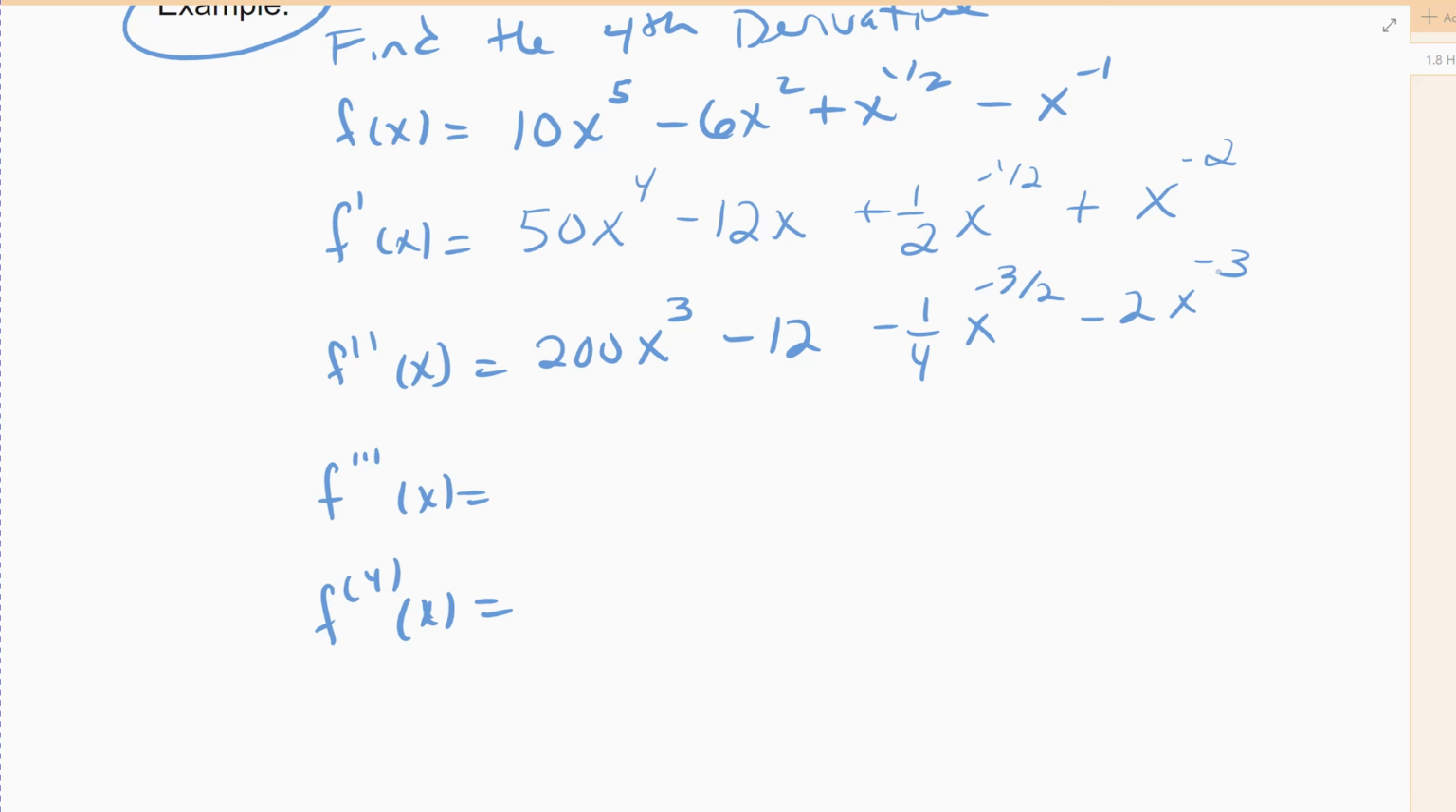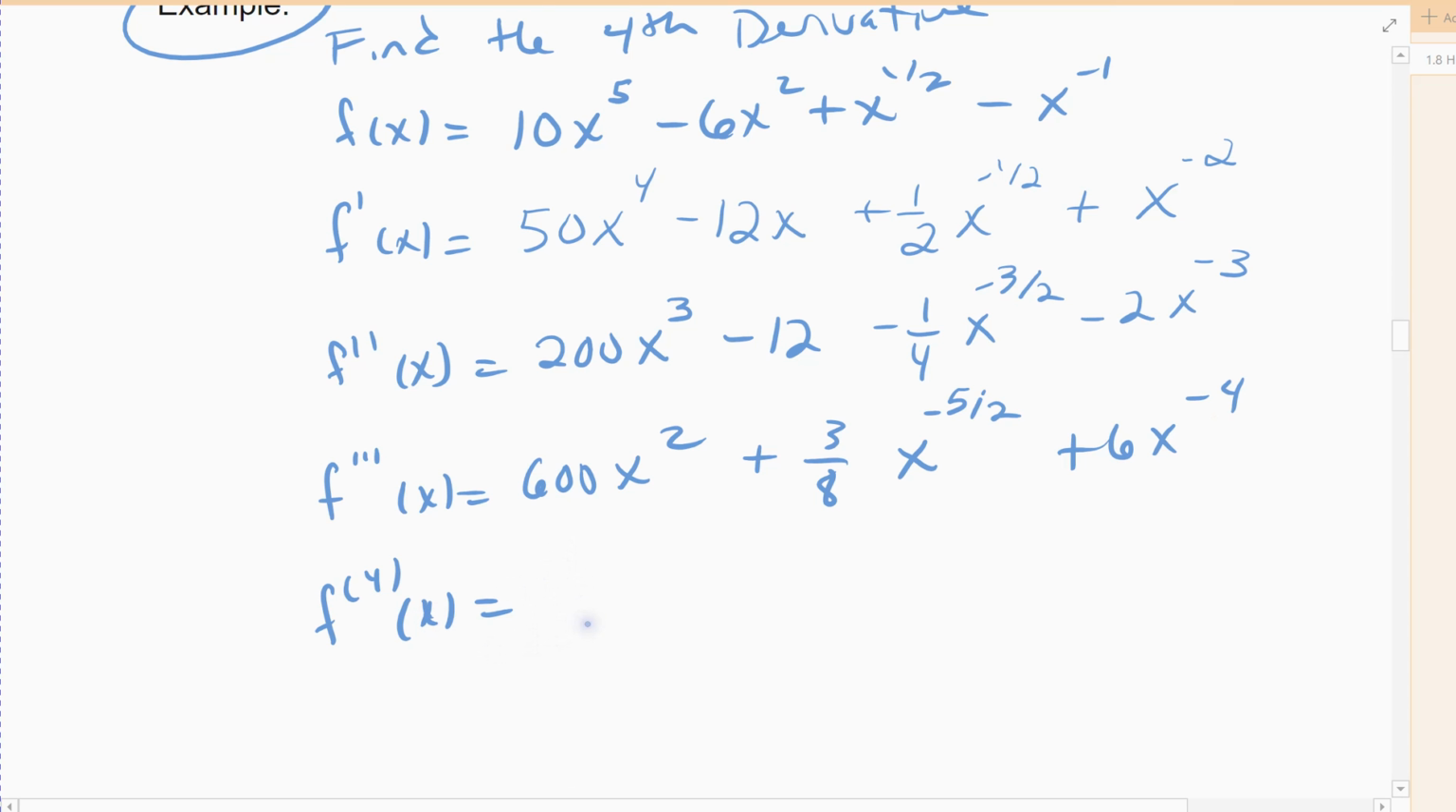Now my third derivative. This would be 600x squared. The 12 zeros out, it's gone. Here I'm going to get a positive, the negatives cancel out, 3/8, x raised to the negative 5/2. And here I'm going to get a positive 6, x raised to the negative 4th. And so there's my third derivative. That's the jerk function. That's the rate of change in my acceleration. So it's the change in my function with respect to x 3 times.